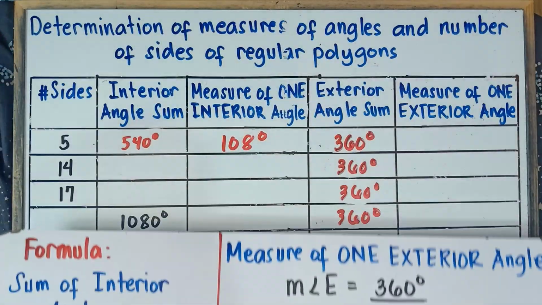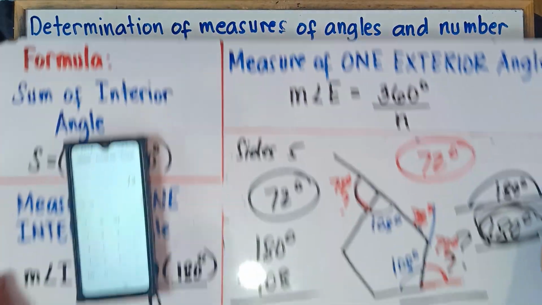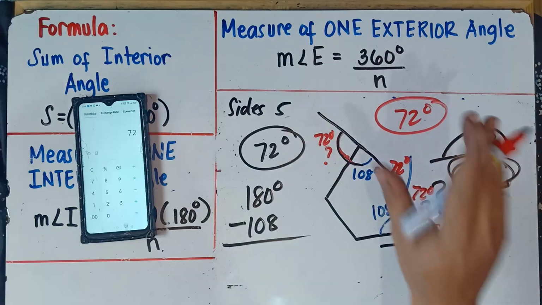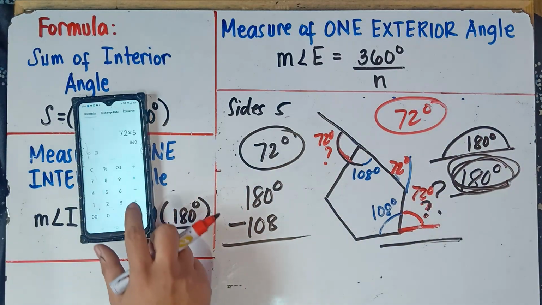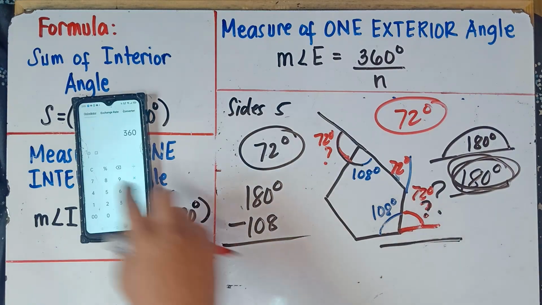And then our answer a while ago, class, for the exterior angle sum, that would be 360, right? Let's double check, class. We have five 72 degrees. 72 times 5. Do we get 360? Yup. We get 360. I hope it's clear for you with this one, class.